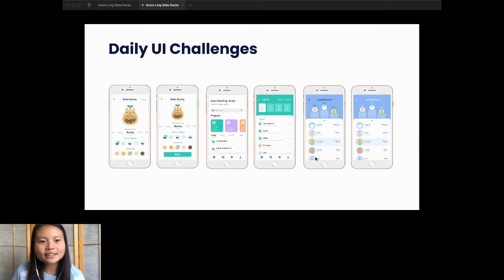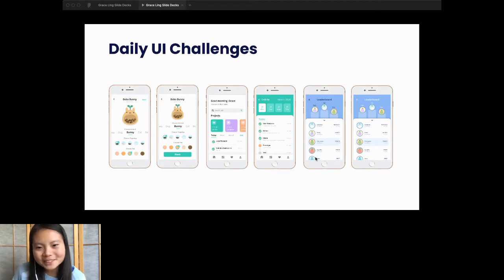Daily UI challenges is something you can sign up for with your email, and every day they'll email you a prompt about what to do, like create an item selection or item customization, create a task app, create a leaderboard, things like that. And then I just basically design it, improve my visual skills and think about how I want to present information.